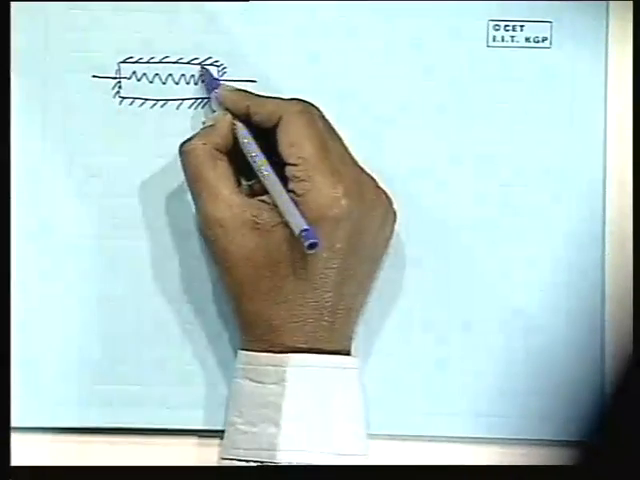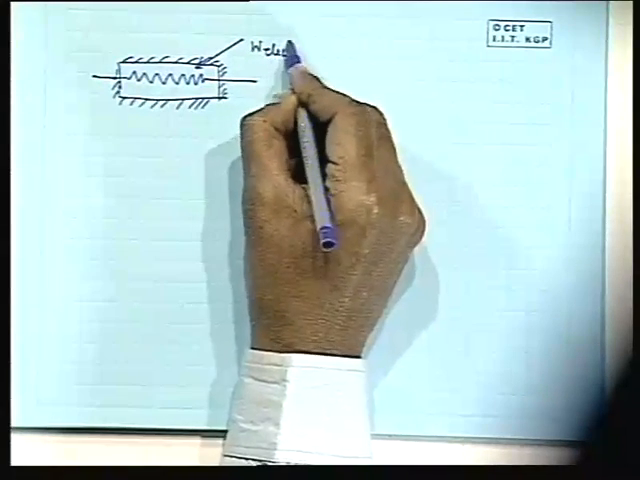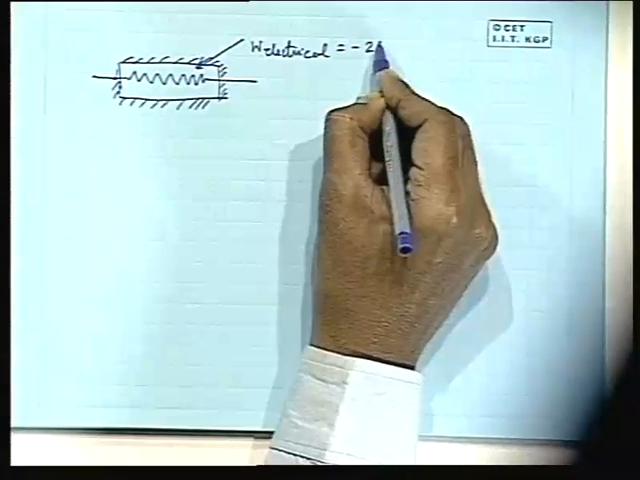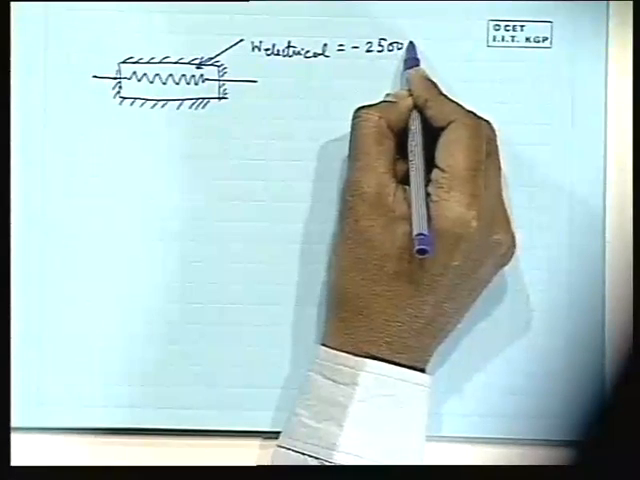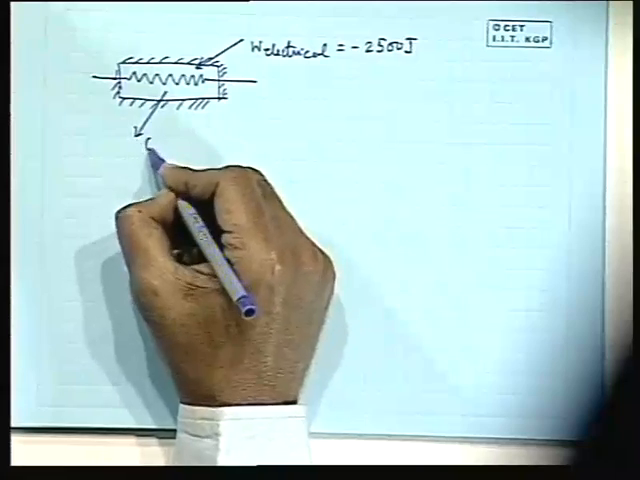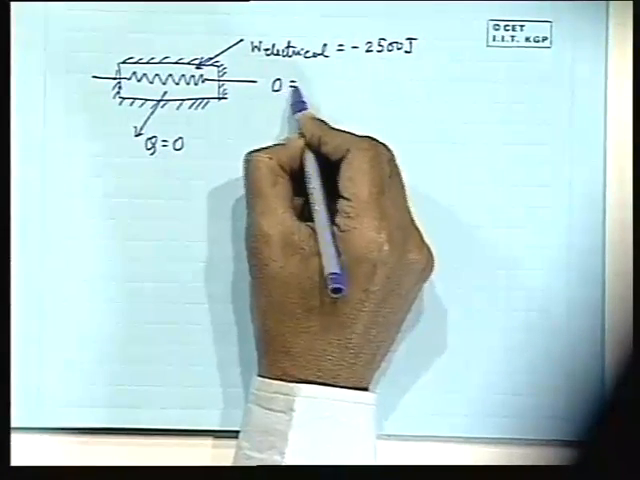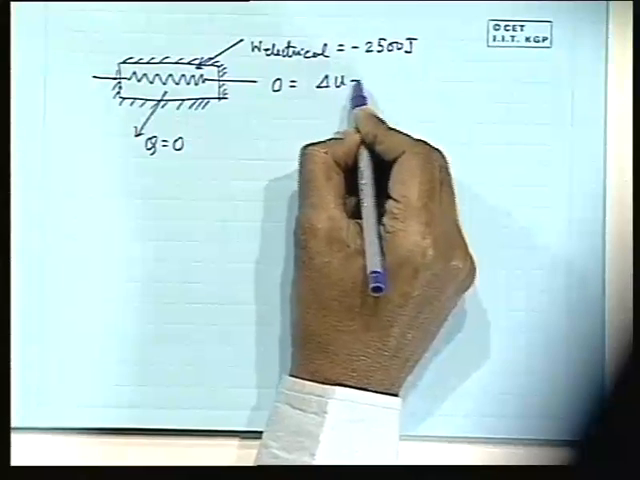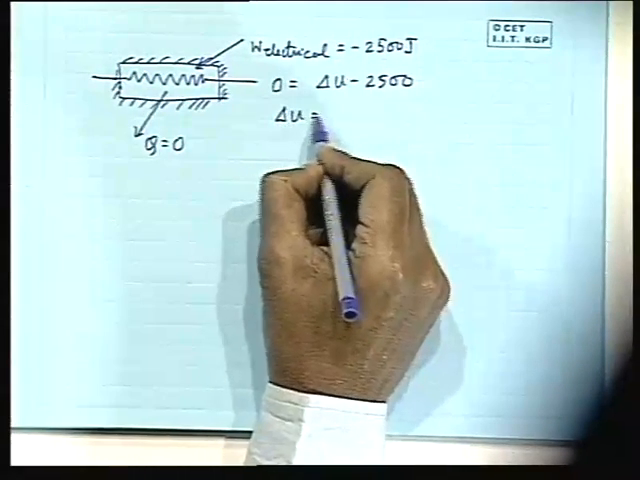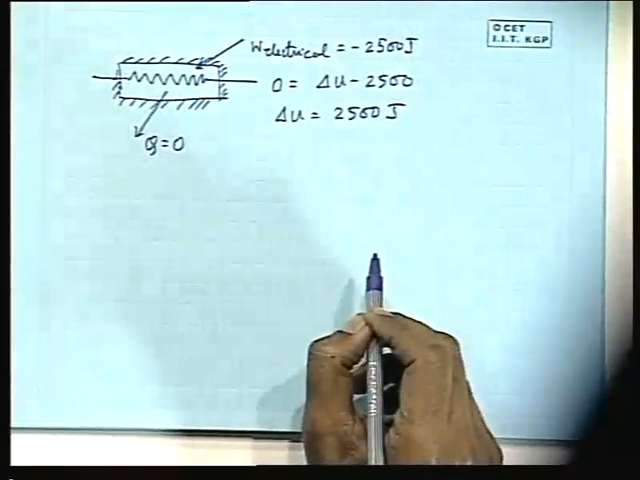Okay, now this is there, work transfer is there, W electrical. What is this amount? This is minus 2500 joule, as already we have calculated. But what is Q? So according to the first law, 0 is equal to delta U minus 2500. Now you see there is a delta U. That means the internal energy has increased.